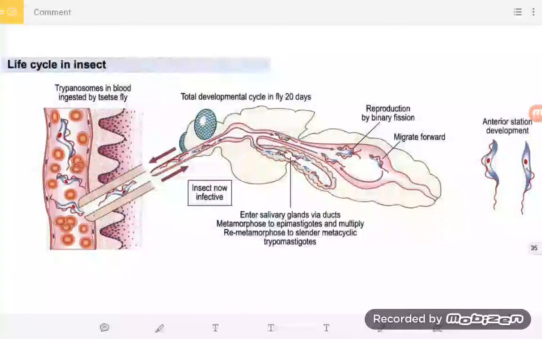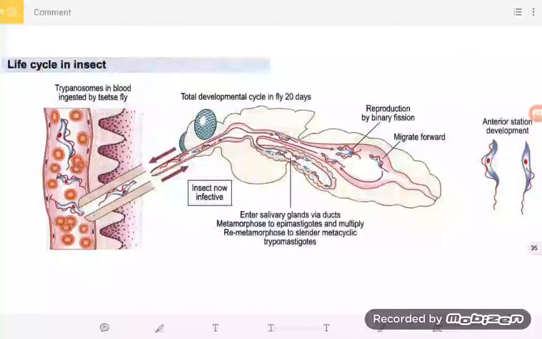So when the Glossina species or tsetse fly bites the human for a blood meal, the human blood containing the trypomastigote form enters into the vector, migrates to the midgut and becomes an epimastigote form. This epimastigote form further modifies and develops again into the metacyclic trypomastigote. Then this infected vector again bites the human.